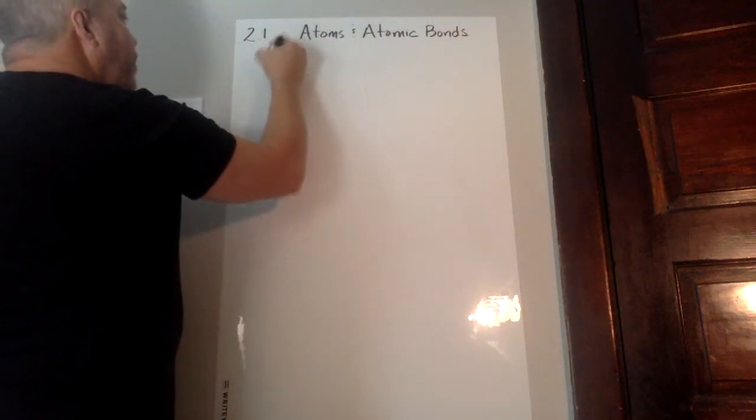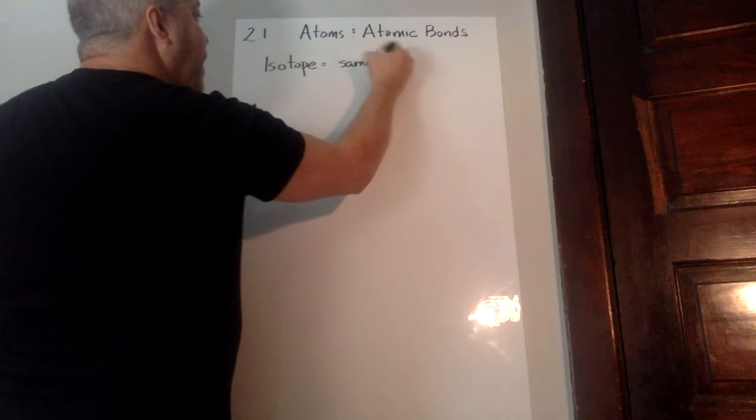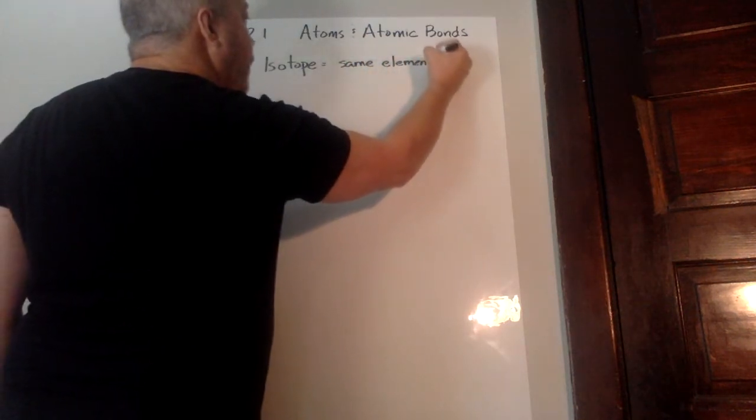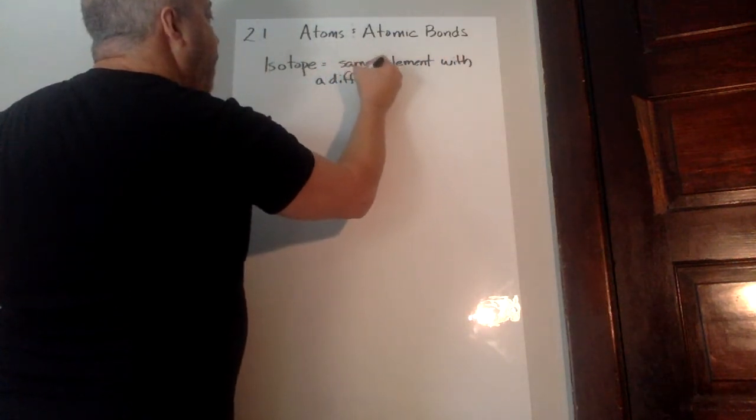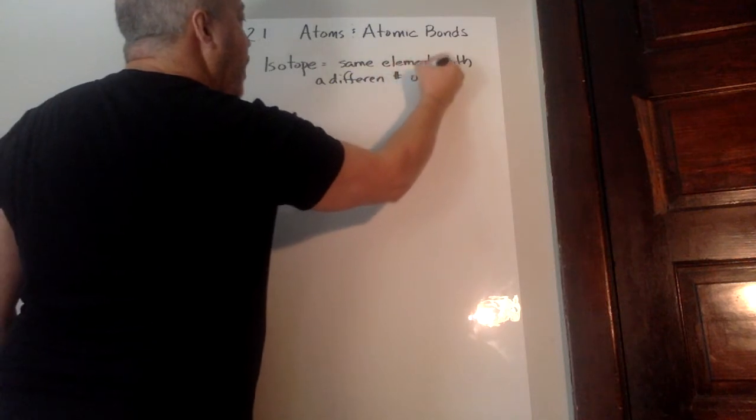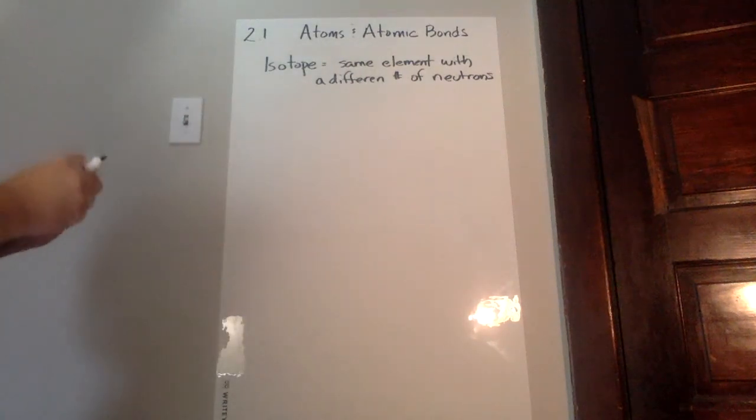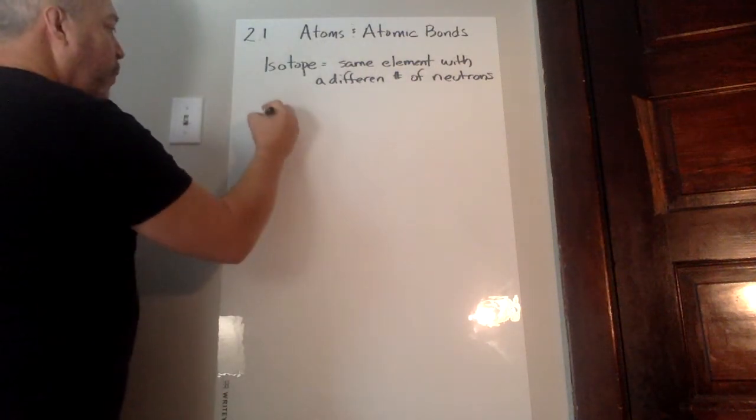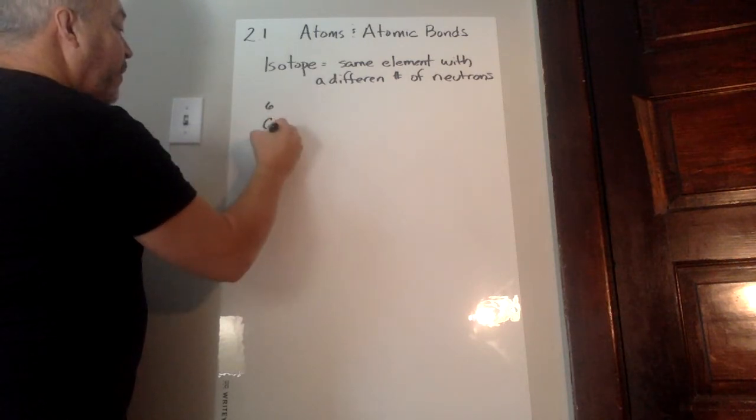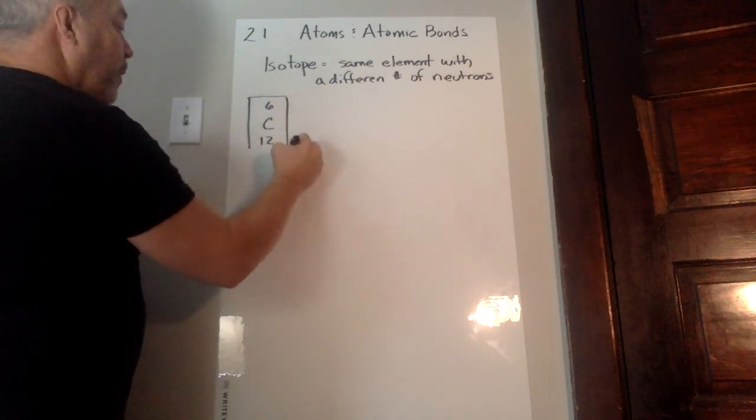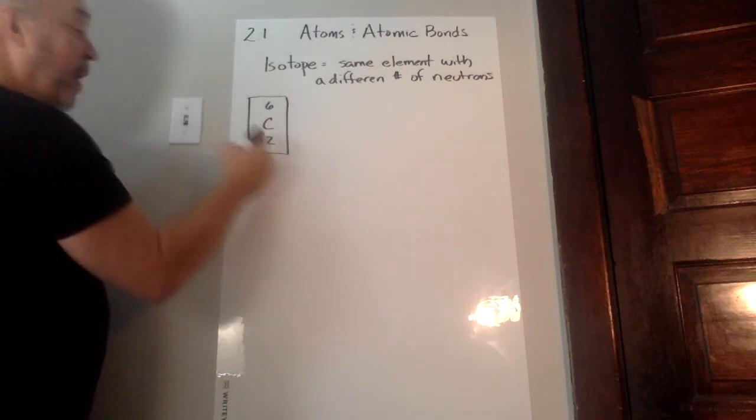If I change the number of neutrons, I get an isotope. So this is the same element with a different number of neutrons. A very good example of that would be carbon. You often hear about carbon-14 dating. Well, carbon can come in several different forms. Carbon can have an atomic number of 6, but an atomic mass of 12.